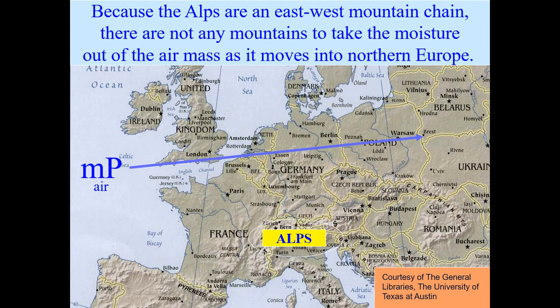If you look at that arrow, the letters MP stand for Maritime Polar Air Mass, which generally comes in off the Atlantic Ocean. If the wind blows from west to east across Europe, the wind circulation is paralleling the orientation of the Alps. So with an east-west mountain chain like the Alps, there are not any mountains to take the moisture out of the air mass as it moves into northern Europe. Basically, there's nothing really modifying this particular air mass and changing the climate downwind.